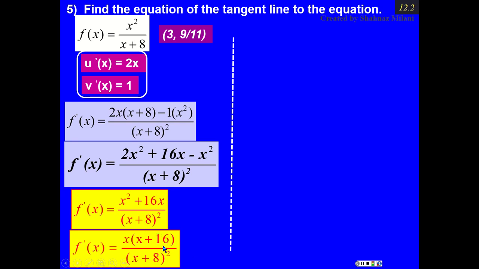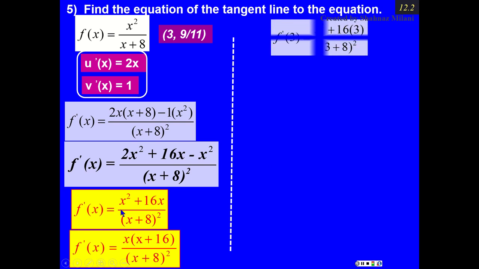From the derivative, I have to find the slope. The x value is 3, which means I have to find f prime of 3. It doesn't matter if you go here or here and replace the x by 3. On my PowerPoint, I went to here. Replace this x by 3, then exponent 2, then plus 16 times x, replace this x by 3, over the denominator, replace this x by 3, plus 8, and then exponent 2.